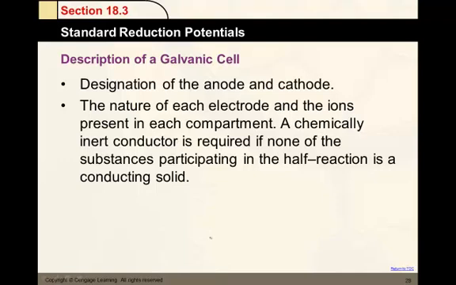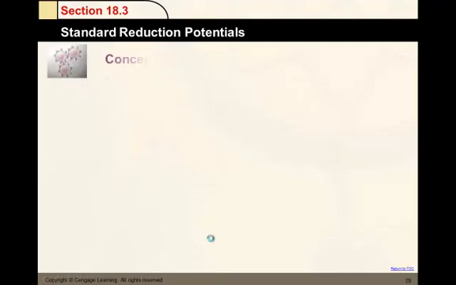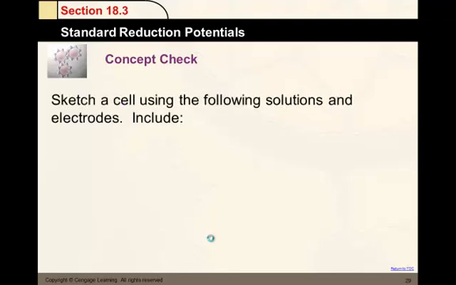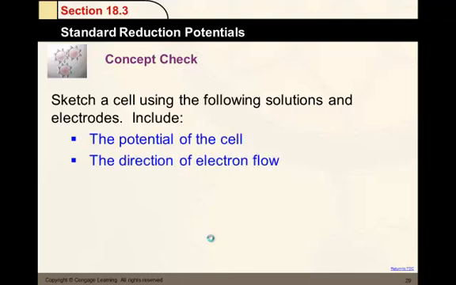A chemically inert conductor is required if none of the substances participating in the half reaction is a conducting solid. So you might have a gas that's participating or something else. So you can have an inert electrode, sometimes it's platinum, used for that purpose. So let's sketch a cell using the following solutions and electrodes. Include the potential, the direction of electron flow, labels on the anode and the cathode.